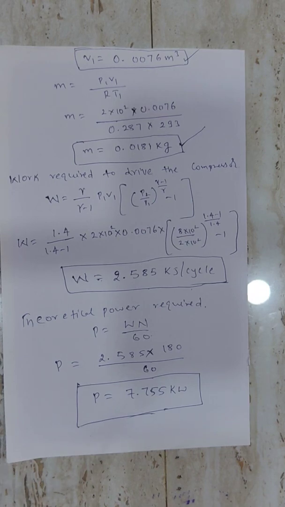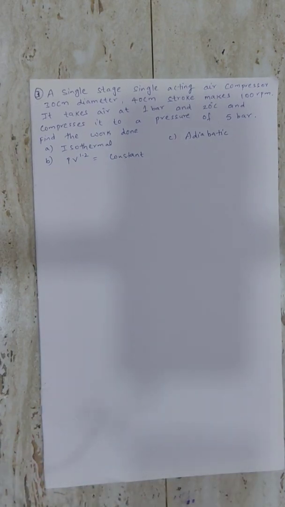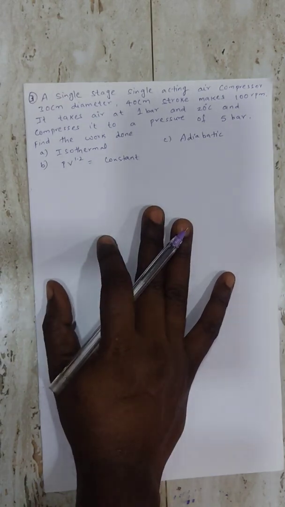And we will see another different type of problem regarding the different types of compression. I have said the isothermal compression, and we have said the compression law, and we have the adiabatic compression. Let's see one another problem. In this we can see all the processes.